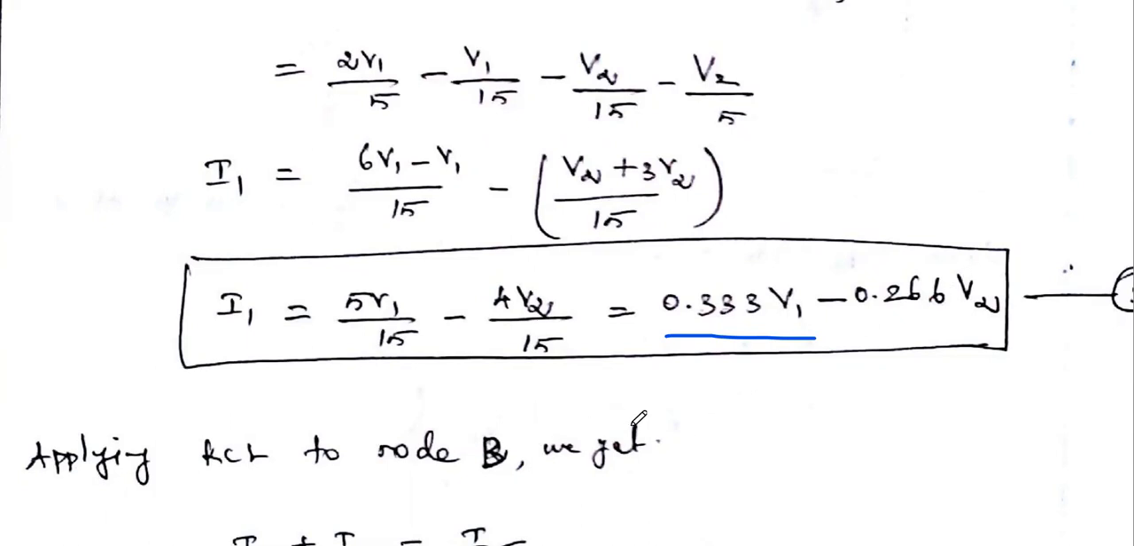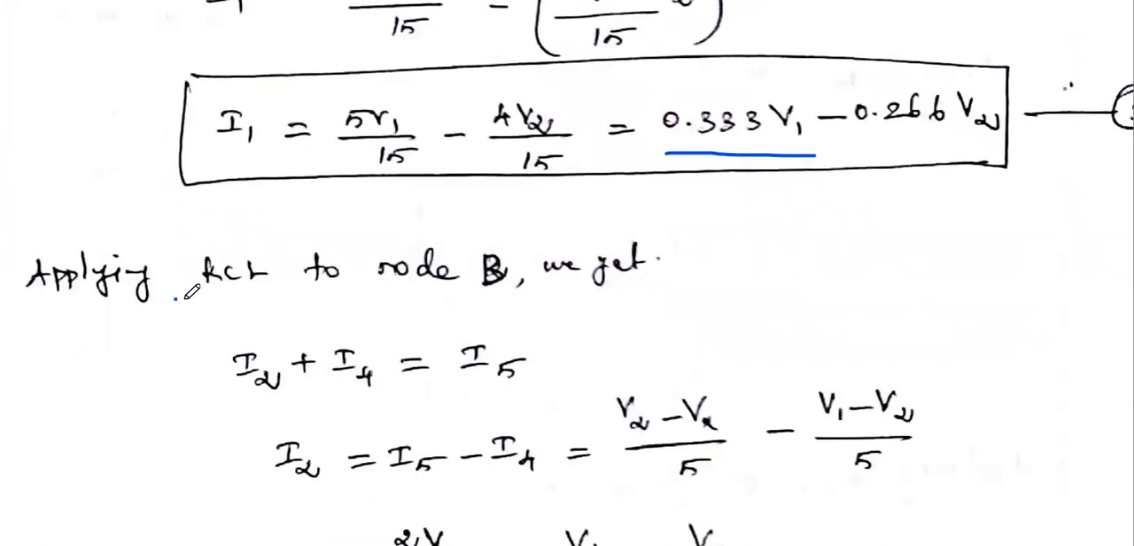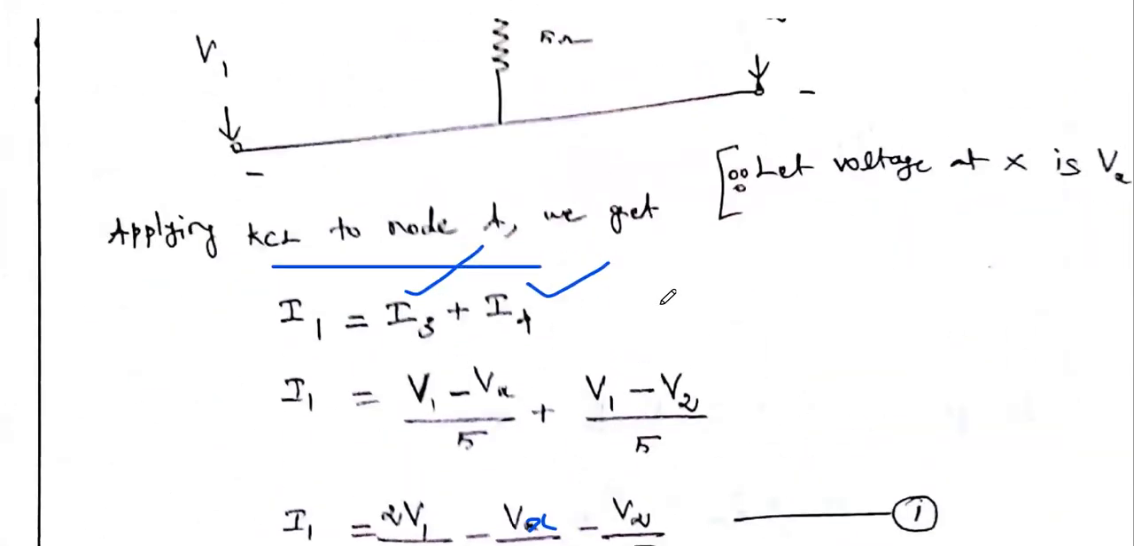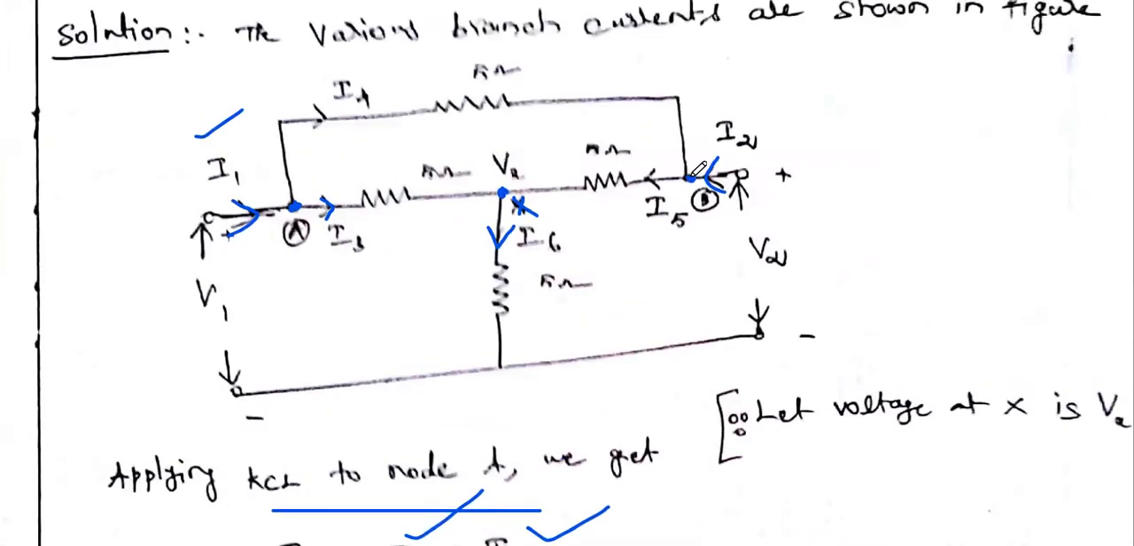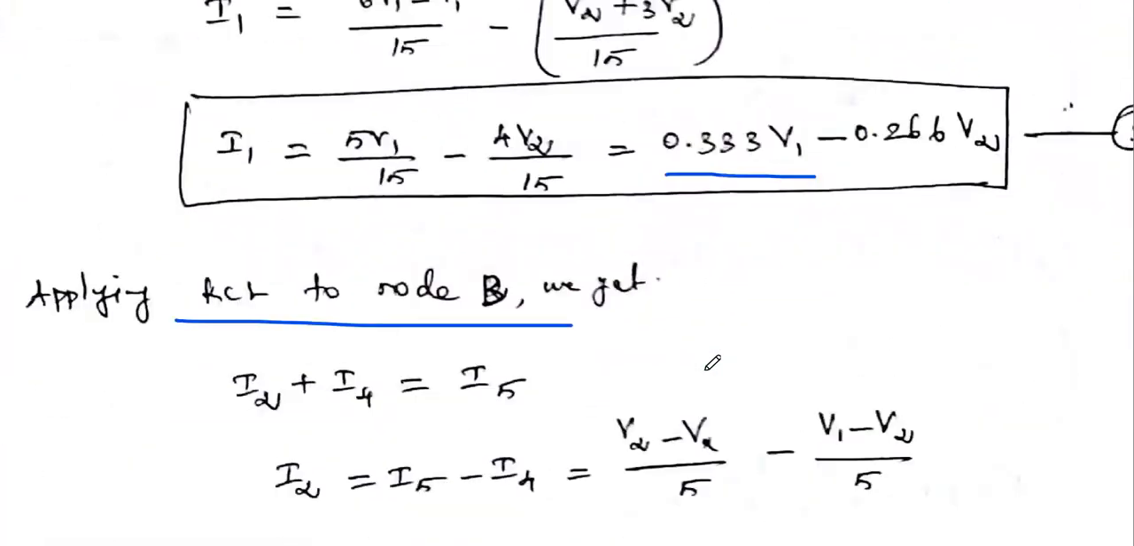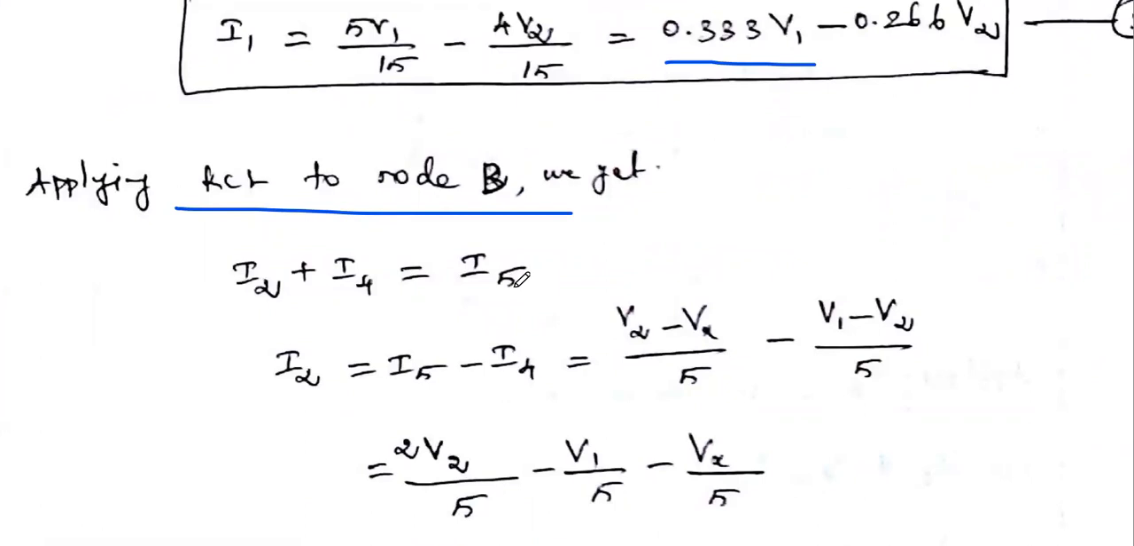Similarly, in order to obtain the second y parameter equation, we have to apply KCL to the last node. What is the last node? B node. For node B, we have to write KCL. For this node B, I2 is an incoming current, I4 is an incoming current, I5 is an outgoing current. So I2 plus I4 equal to I5.